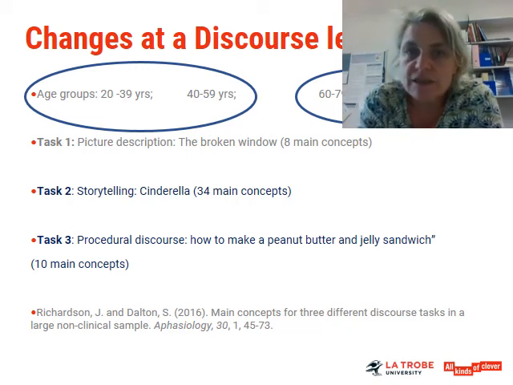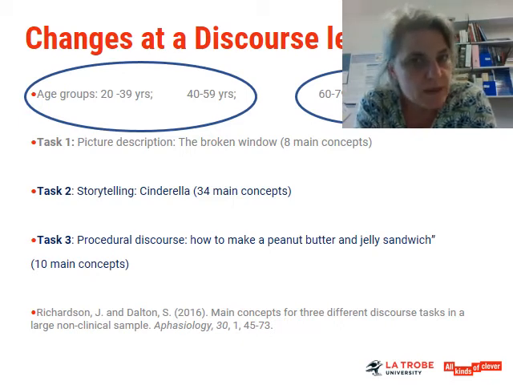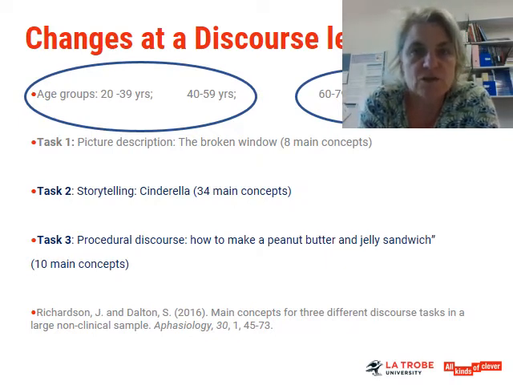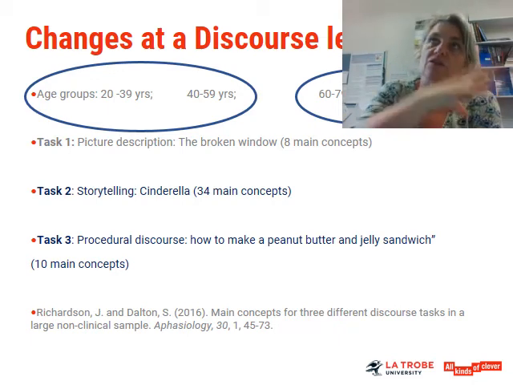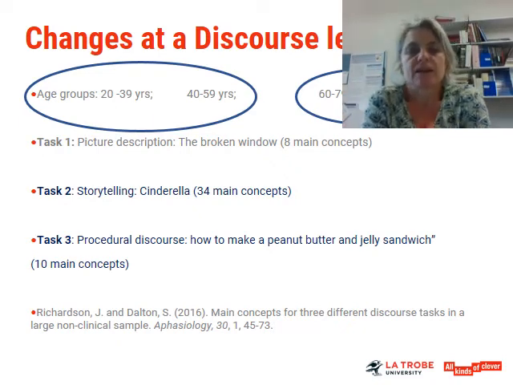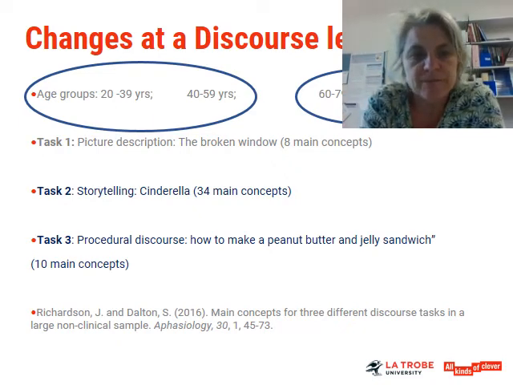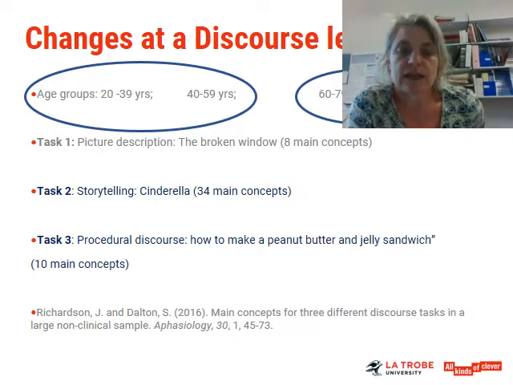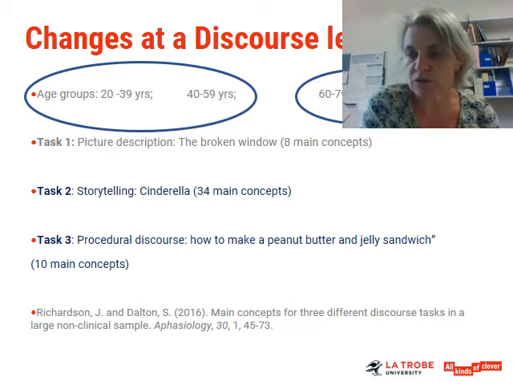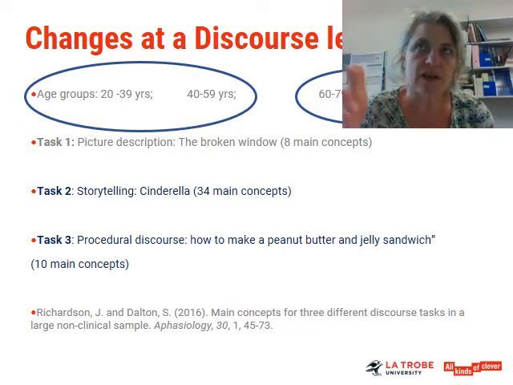It's very different when you're trying to tell the Cinderella story. It's a much more complicated story. In fact, there are 34 key concepts in the Cinderella story. And there are no pictures to help you tell the story. You've got to remember where you're up to in the story. And it's a complicated story. And similarly with the procedural discourse task, even though there are only 10 main concepts, you haven't got any picture support. You've still got to draw on your own memory of how to make that sandwich to be able to explain it well.